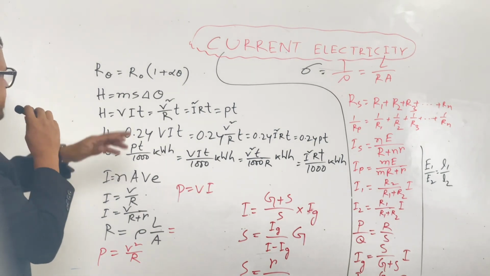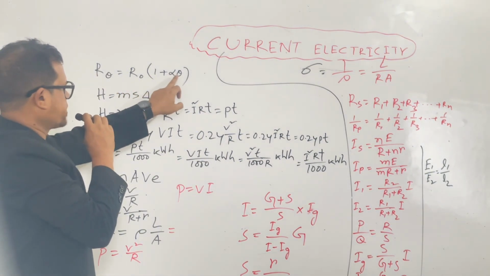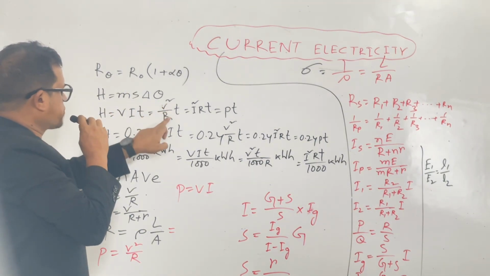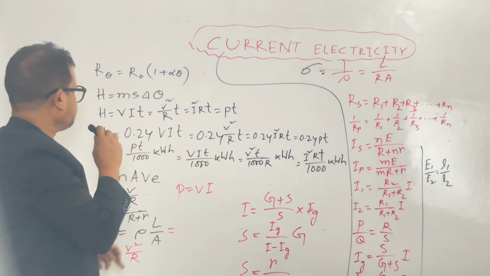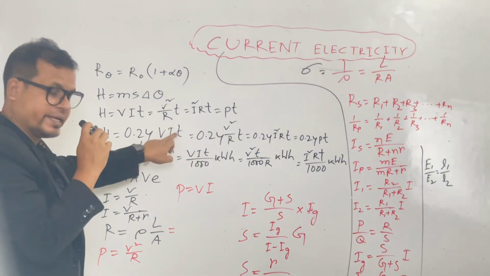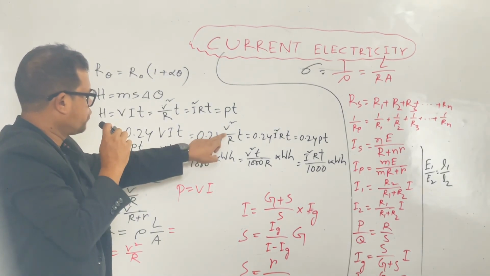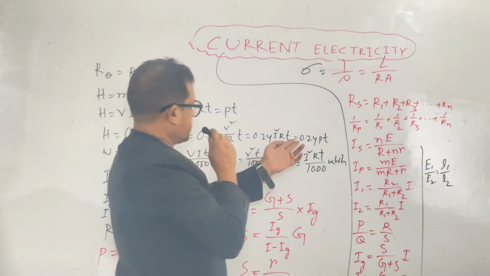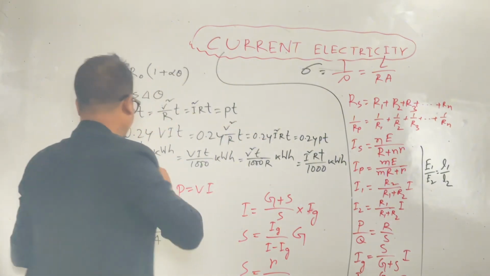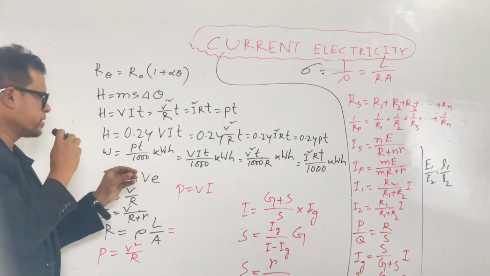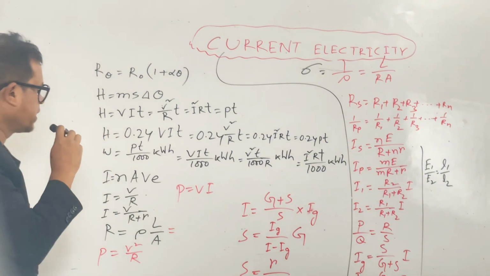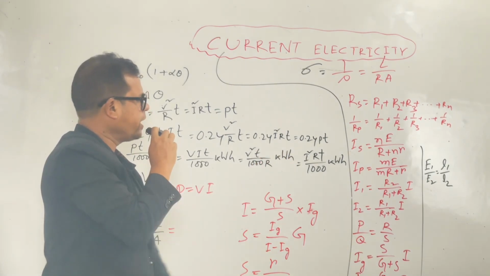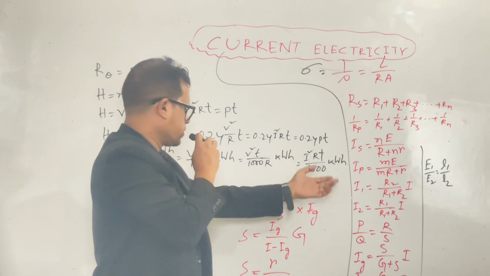Let me say again: R equals R naught into 1 plus alpha theta. H equals m s delta theta. H equals VIT equals V squared T over R equals I squared RT equals Pt. H equals 0.24 VIT equals 0.24 V squared T over R equals 0.24 I squared RT equals 0.24 Pt. W equals Pt over 1000 kilowatt hour, VIT over 1000 kilowatt hour, V squared T over 1000 R kilowatt hour, I squared RT over 1000 kilowatt hour.